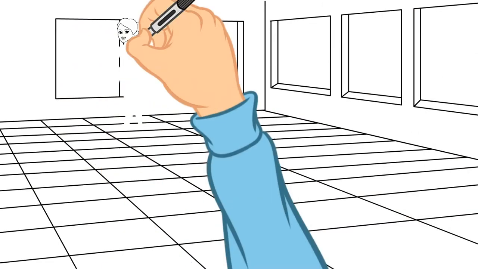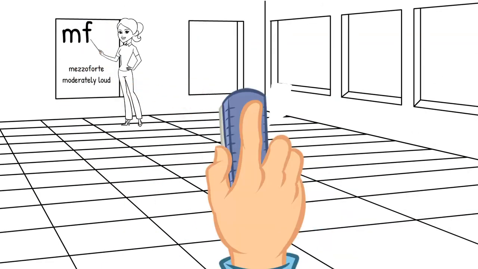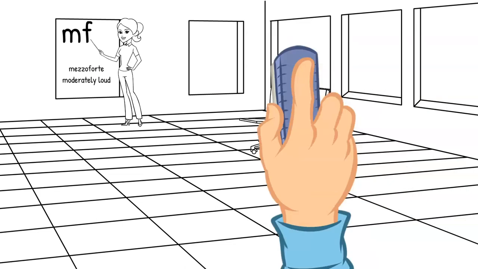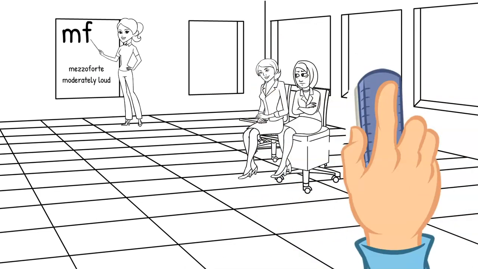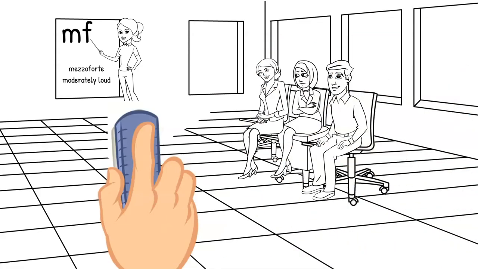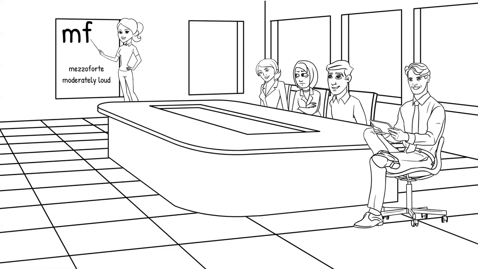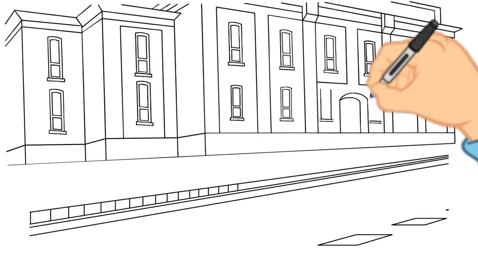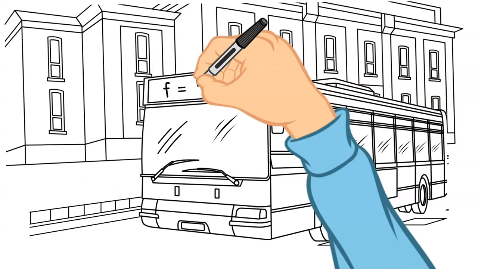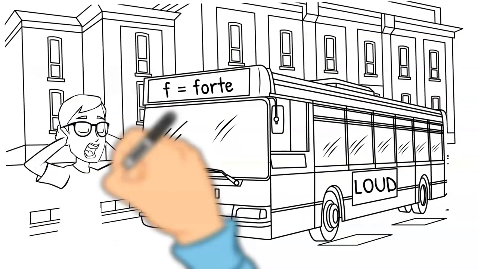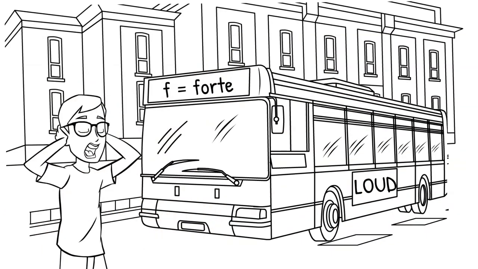MF is mezzo forte, which is moderately loud. That's like talking in front of a group of people, talking at a volume which is just above the normal everyday conversation volume. F is forte, which is loud. You might use this if you're trying to get your point across, or if you're calling for someone's attention from across the street.